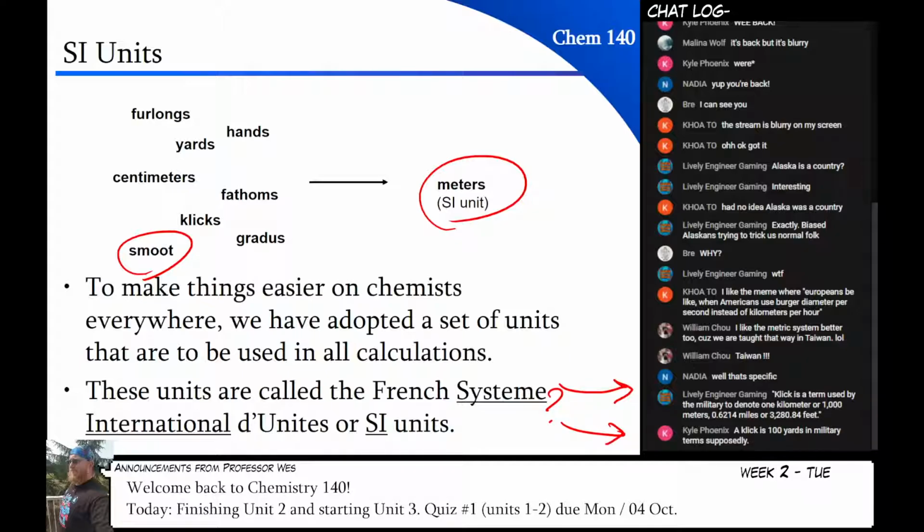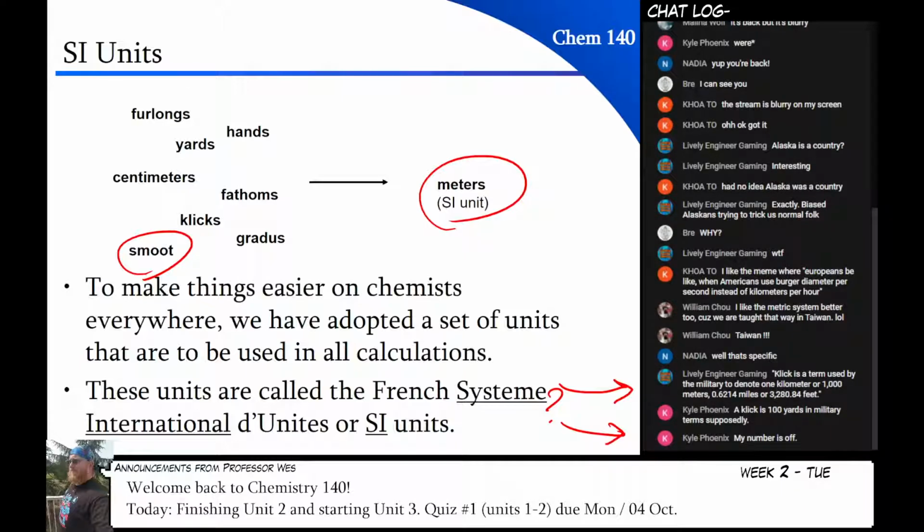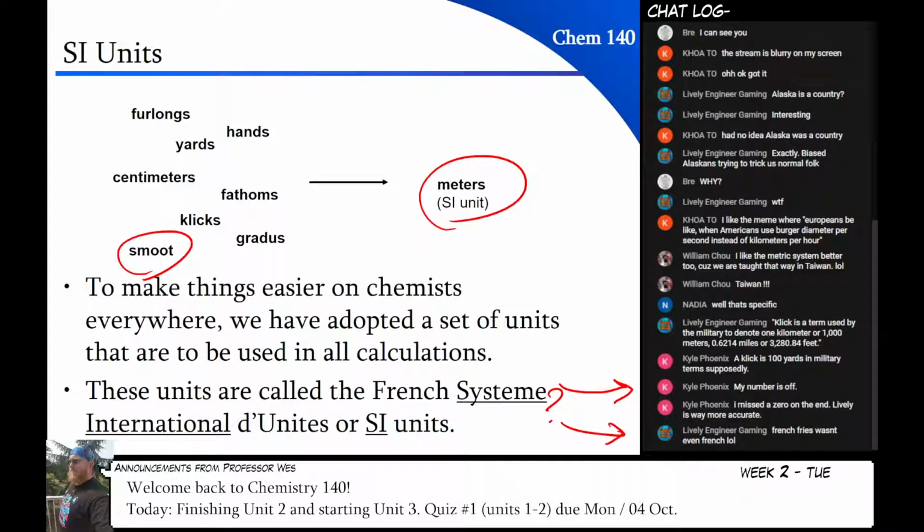Now, this system of units is French. This is the good thing that France has given us. The other two good things were baguettes and French fries. And this is called the Système International d'Unités, or just SI units. So whenever you hear SI units, you should think, oh, these are the standardized units that we use for science.